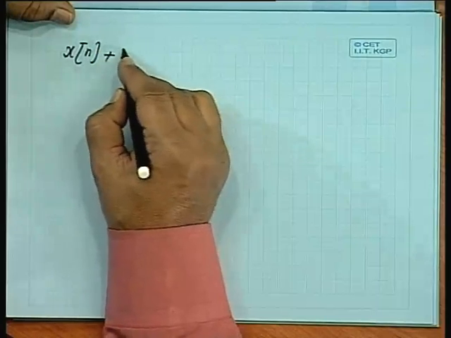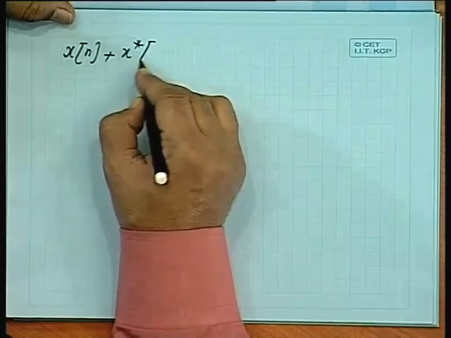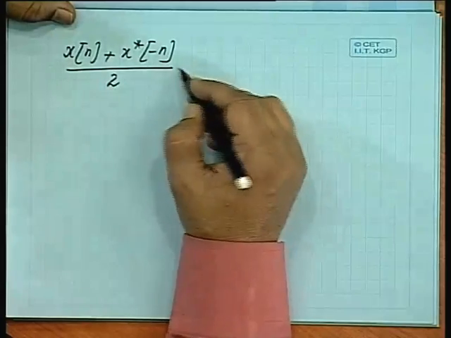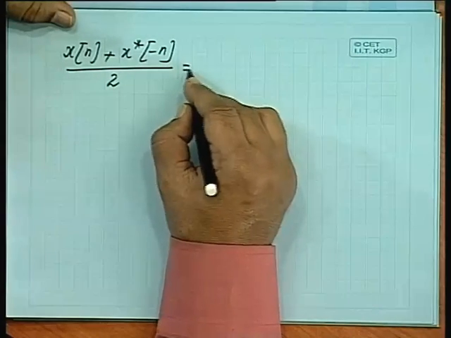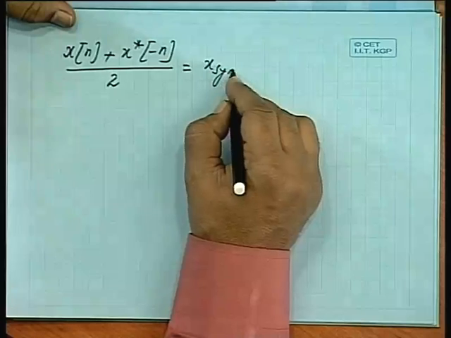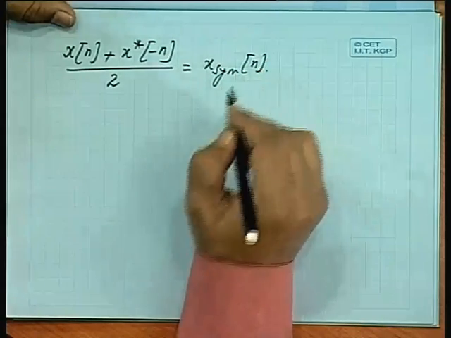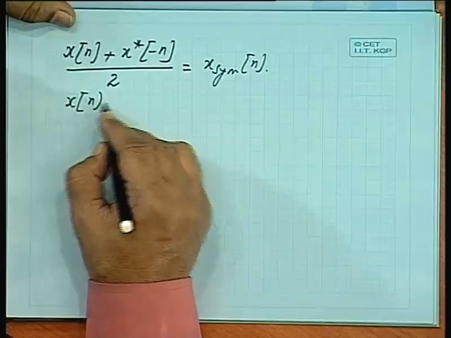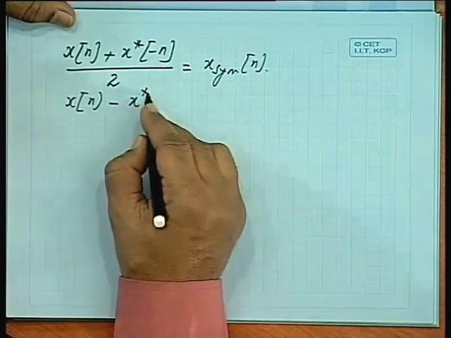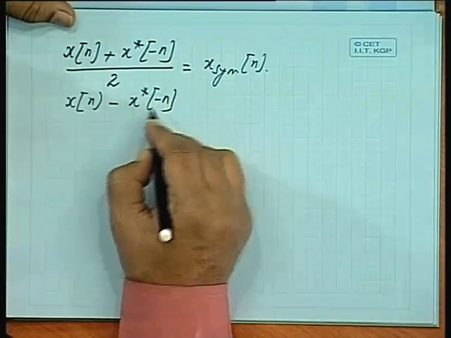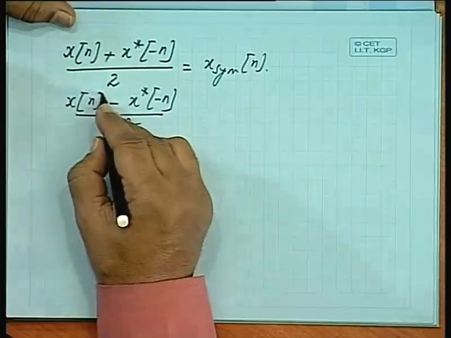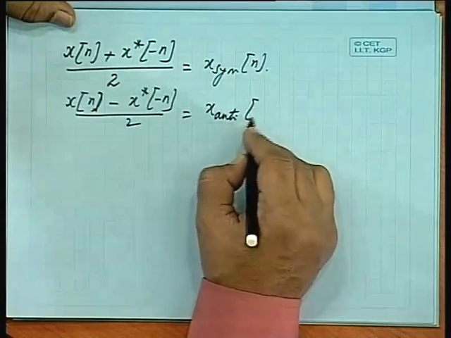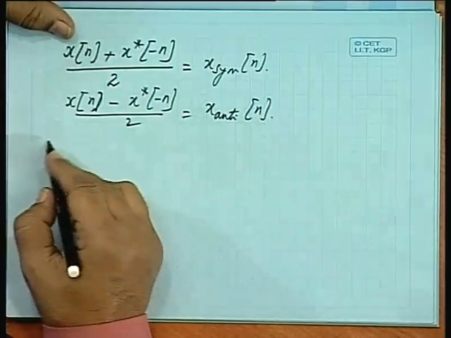Therefore, if we take x n plus x star minus n by 2, we will get the symmetric component, and similarly the conjugate antisymmetric component will be x n minus x star minus n by 2. Let us take an example.